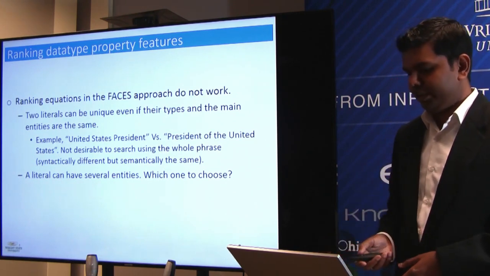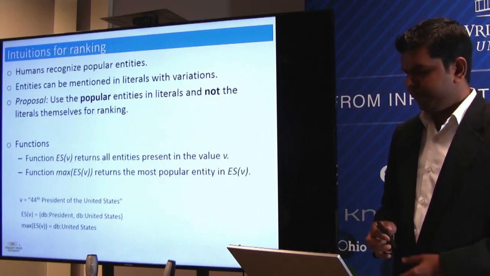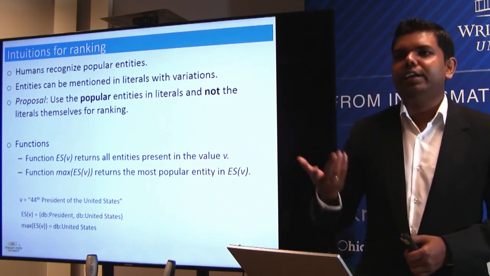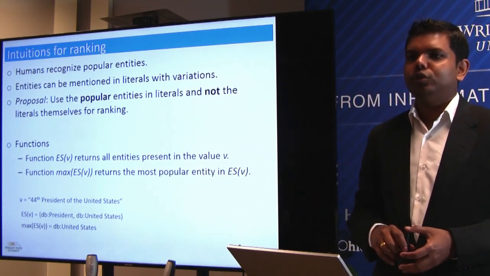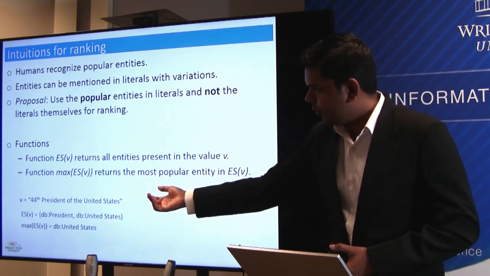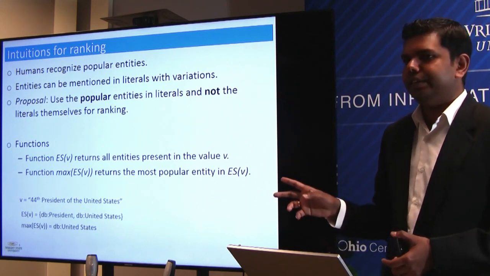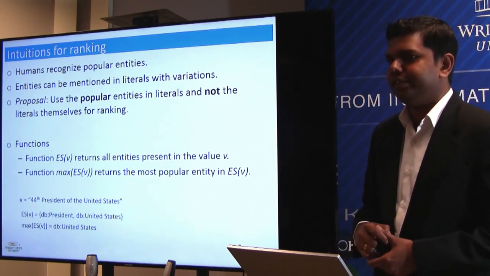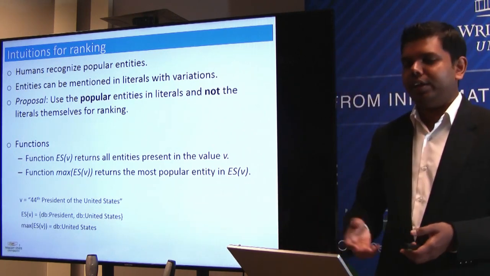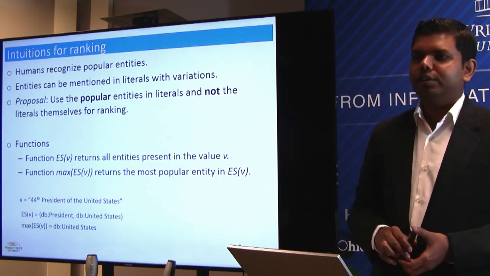So what we do here is take the popular entity from the phrase and then use that entity's statistics in the ranking equation. Take this example: 44th President of the United States. We could map two entities here, President and United States. By statistics, United States is the most popular one in DBpedia. So we just use it in our equation.